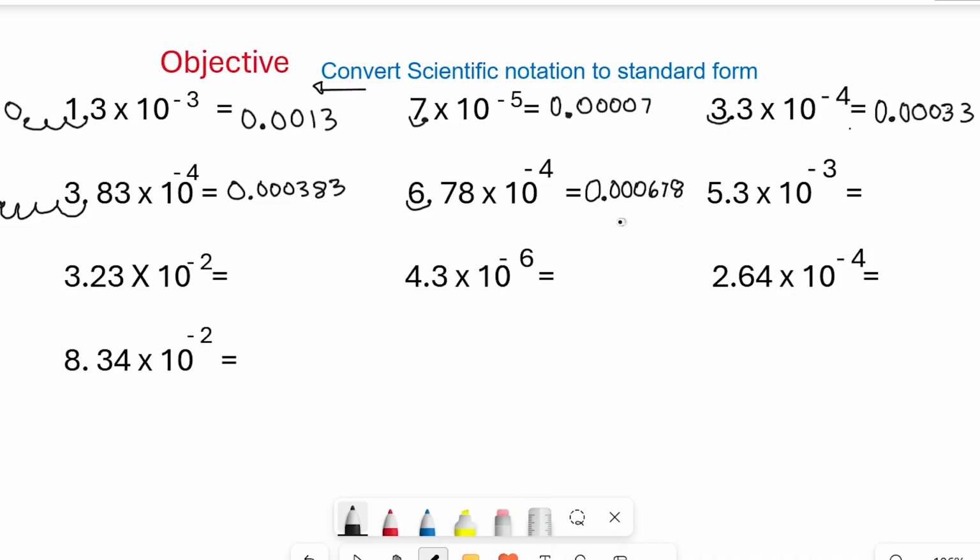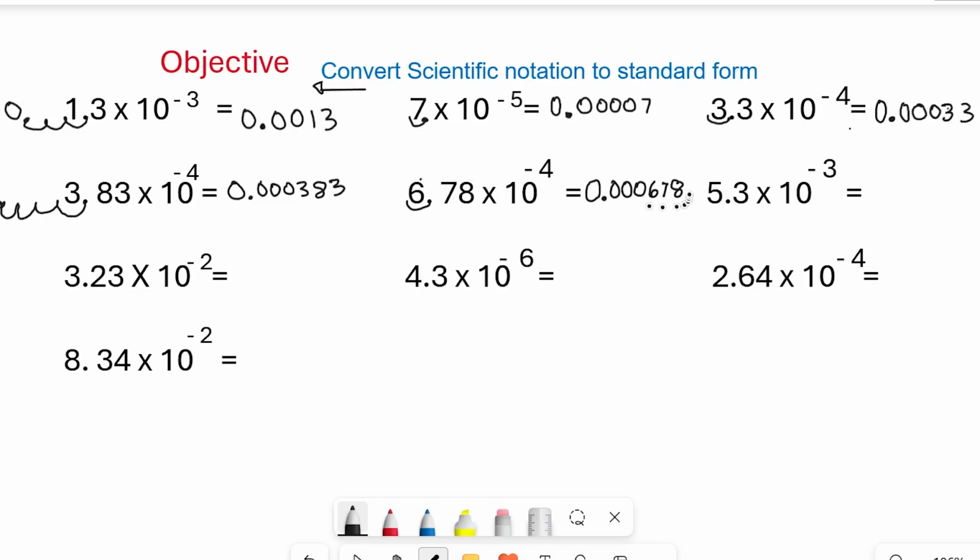678. Okay, so now count the units. You see how this is where the decimal point used to be? 6.78. Count the units going back. 1, 2, 3, 4 units. So in the standard form is this one right here, and this is in scientific notation.